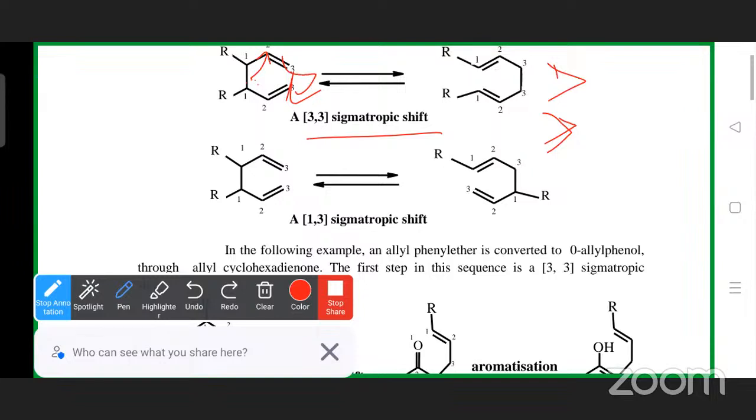In the next example, you can see this particular R group migrating from C1 to C3. So this is a 1,3 sigmatropic shift. Like that, we can have more examples.